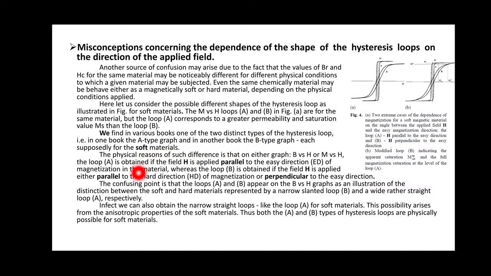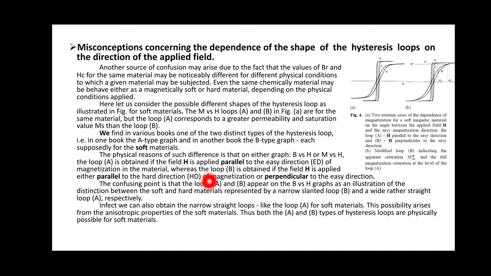The physical reason for such a difference, on either graph, B versus H or M versus H, is that loop A is obtained if the field is applied parallel to the easy direction of magnetization in the metal, because our material is anisotropic. So this phenomenon is dependent on the direction. If we apply the external field in the easy direction, then our material will be easily magnetized, and we get the A-type loop.